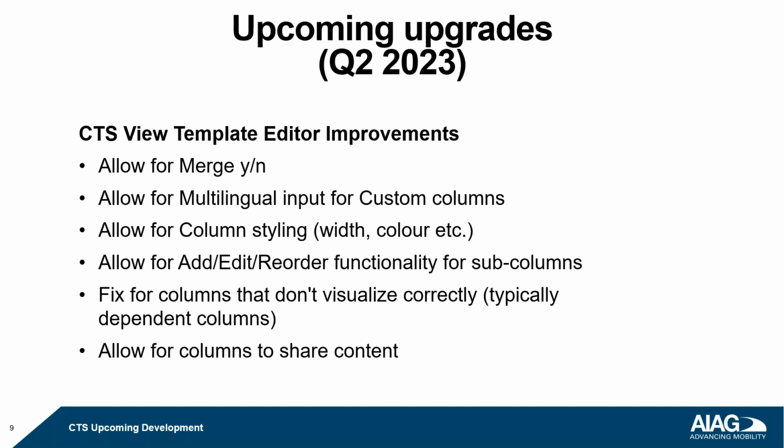And allow for columns to share content. This is one we're looking into. Basically, it might sound a little weird, but if you have a template where you want to show control methods under a different name, for example, we will allow you to do that now. These two columns will be tied together. So if you edit or add content in one, it will reflect in the other.